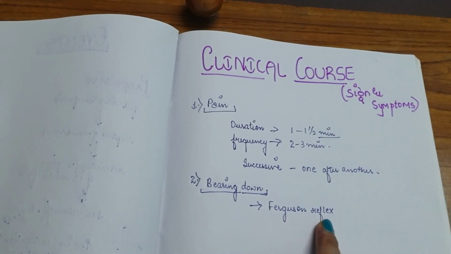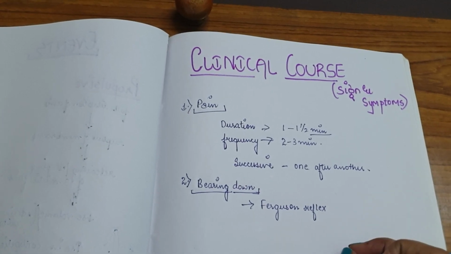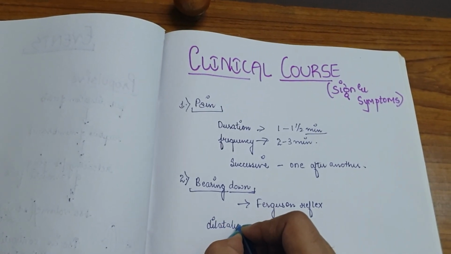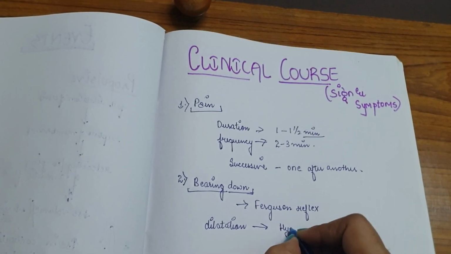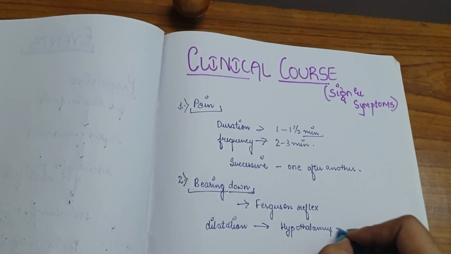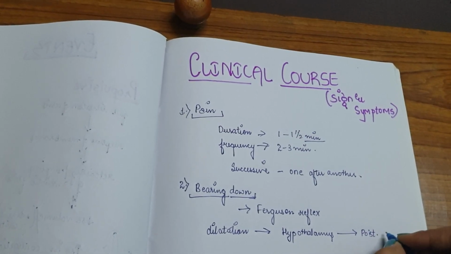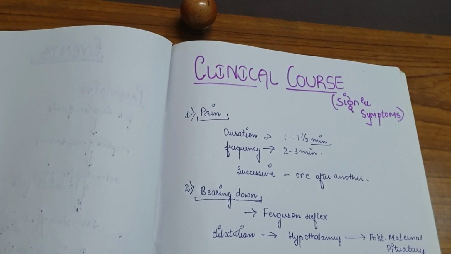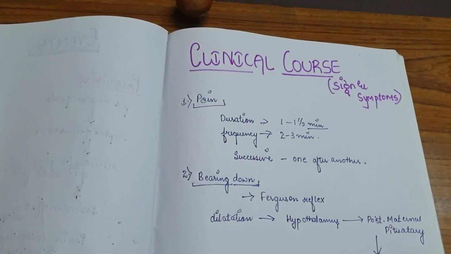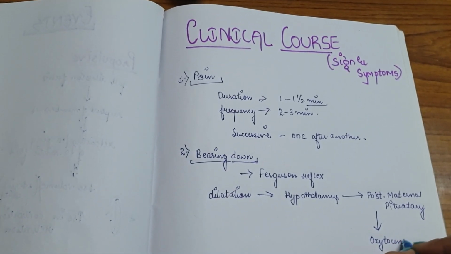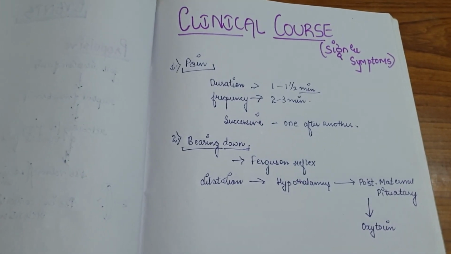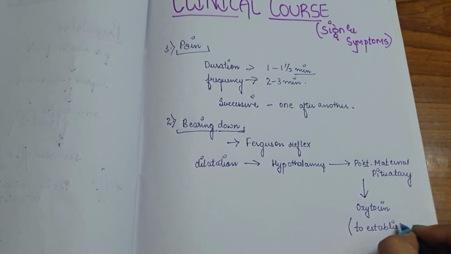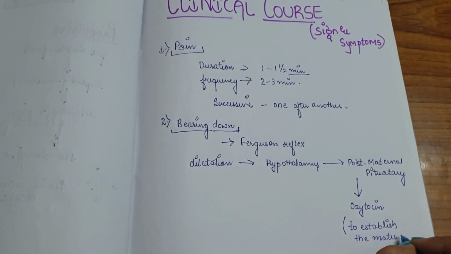So under the Ferguson's reflex, when there is dilatation of the lower uterine segment or pressure on the cervix, meaning dilatation of the cervix or the lower uterine segment, it stimulates the hypothalamus, and the hypothalamus stimulates the posterior maternal pituitary, which produces oxytocin. This basically helps in the uterine contractions, but it is also believed that it helps to establish maternal behavior.